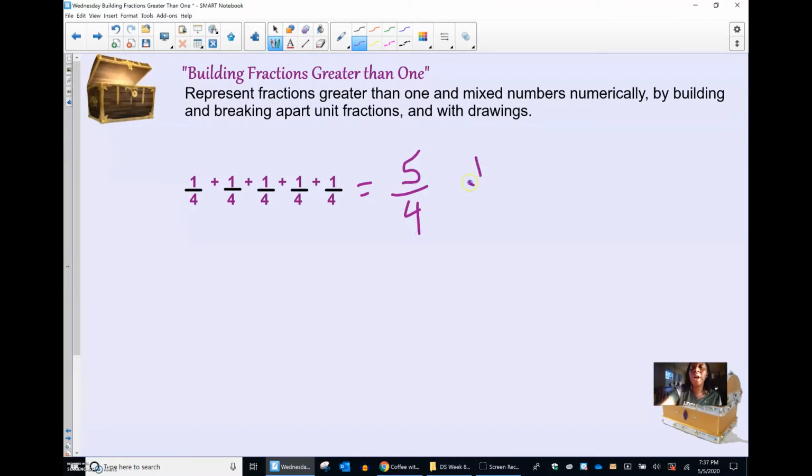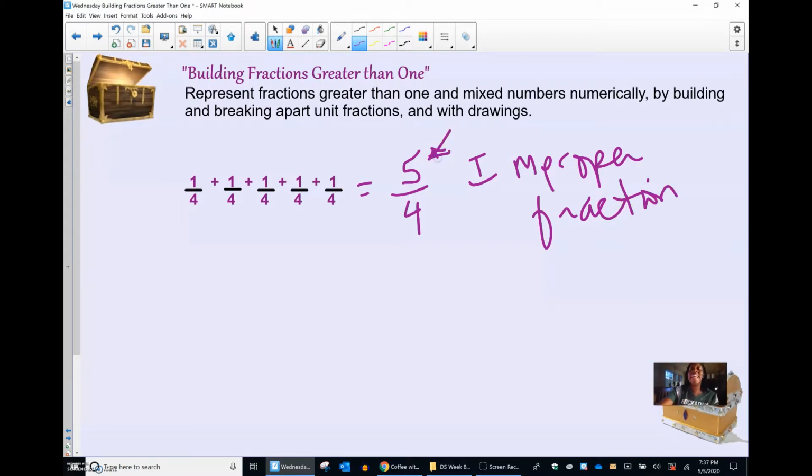Well, now we know this is an improper fraction. The reason why this is an improper fraction is because the numerator 5 is larger than the denominator, and that is truly the definition of an improper fraction. It's a fraction where the numerator is larger than the denominator. But improper fractions have a really cool twin. They are fraternal twins. They are absolutely related, but they look different.